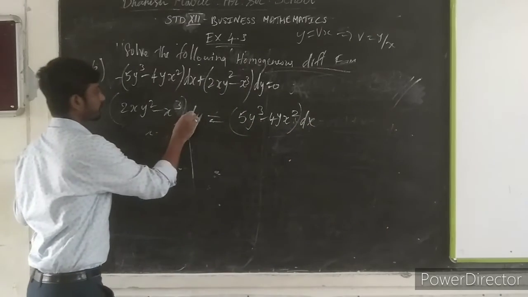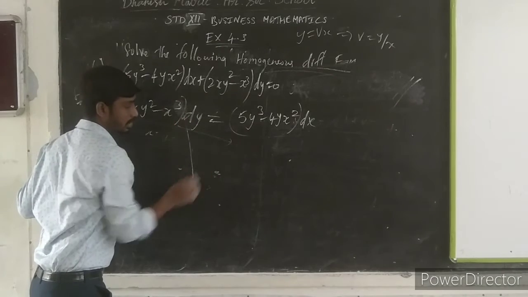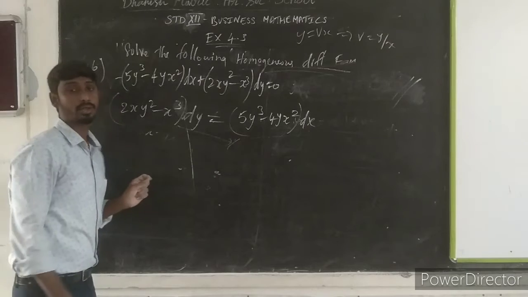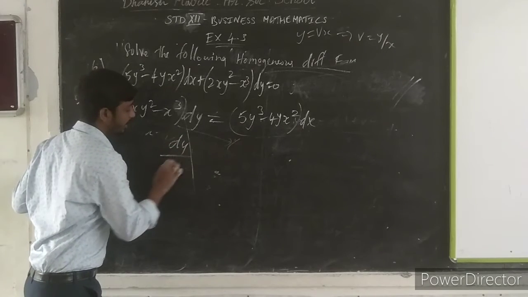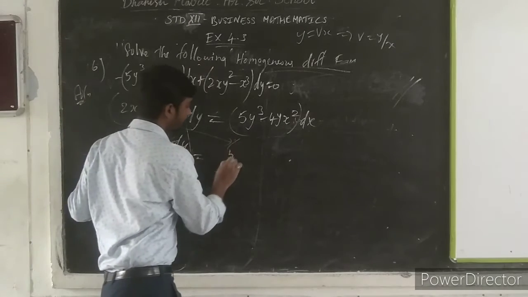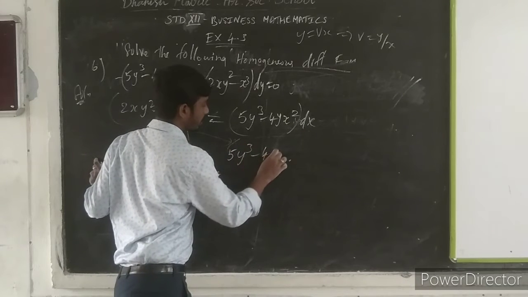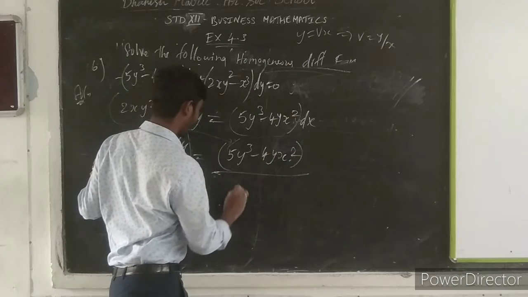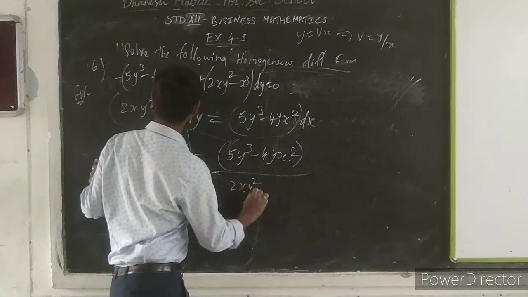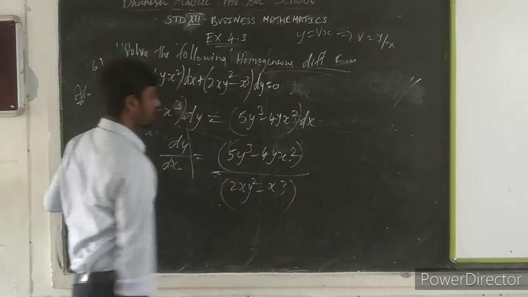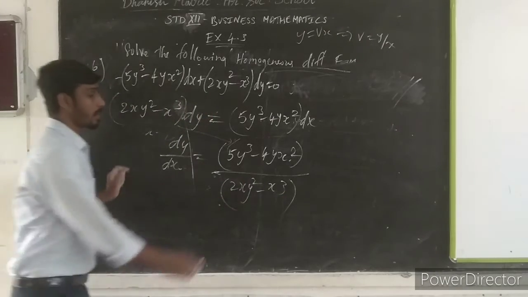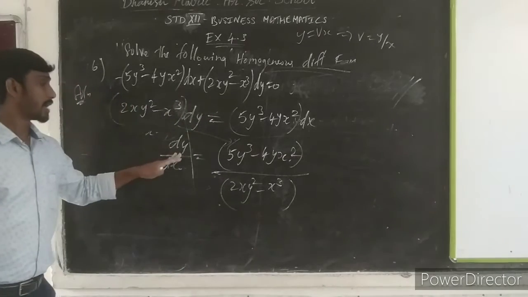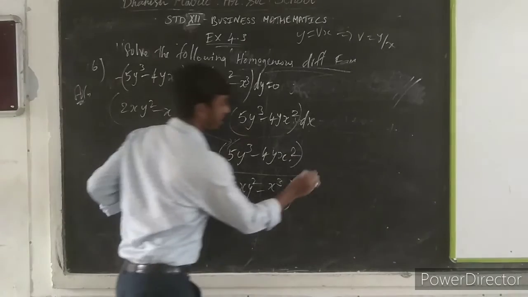Now this multiplication value will be changed into divide on this side. So now we write: dy divided by dx equal to (5y cube minus 4yx square) divided by (2xy square minus x cube). This one is the first equation.